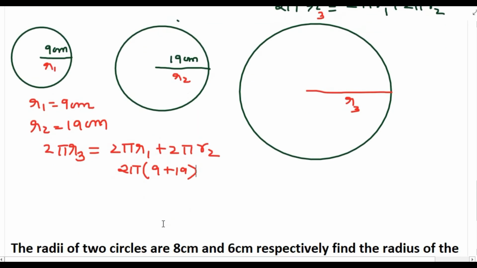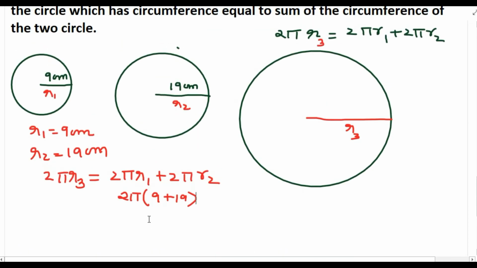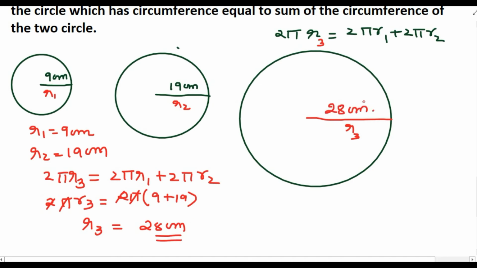And this side also 2 pi r3. 2 pi and 2 pi will get cancelled. R3 is equal to 9 plus 19, which is 28 cm. So my radius of the new circle is 28 cm.